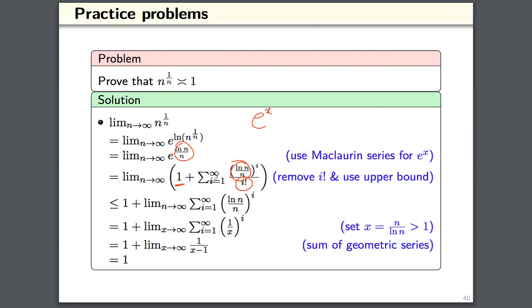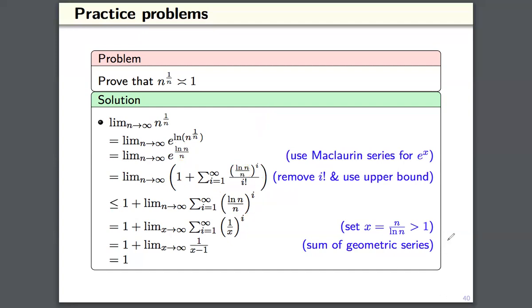You have divided by i factorial. You can consider this term is definitely less than or equal to this term, the numerator only, because you are dividing by i factorial. Hence, we write less than or equal to and remove this positive denominator.